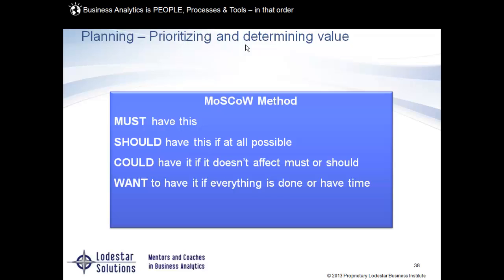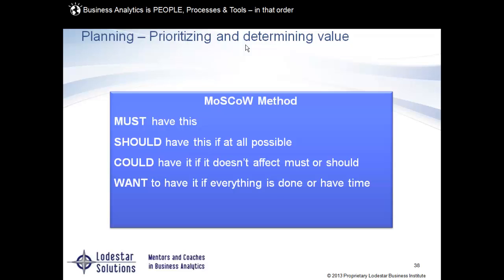Once you get to the point that you have all these requirements, it may emerge and it may grow to something that you did not think it was going to be. So you have to define and decide as a team what you're going to do. You're going to have some that you must have, some that you should have if at all possible. I could have it, but it doesn't really matter, and I want it, but that's only if everything else on my list is done. This is called the Moscow method.